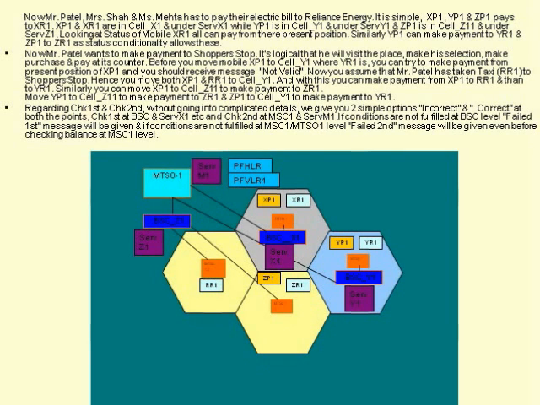Regarding check first and check second, without going into complicated details, we give you two simple options, incorrect and correct, at both the points. Check first at the SC and serve X1 etc. and check second at MSC1 and serve M1. If conditions are not fulfilled at the SC level, failed first message will be given, and if conditions are not fulfilled at MSC1, MTSO1 level, failed second message will be given even before checking balance at MSC1 level.